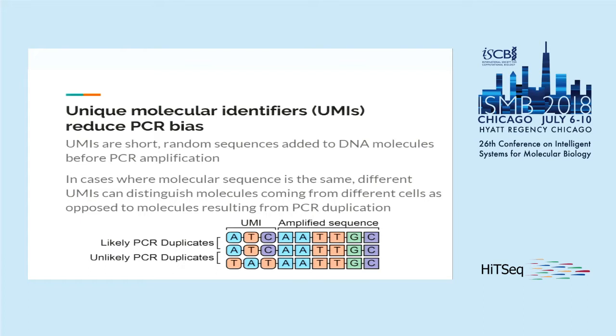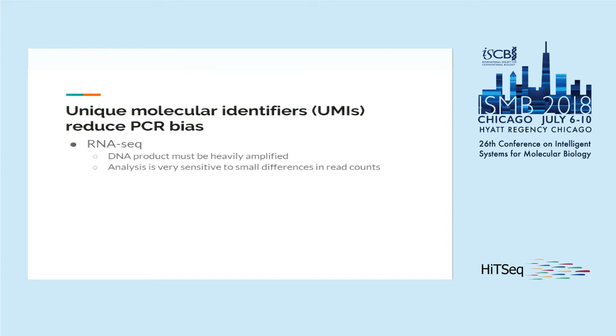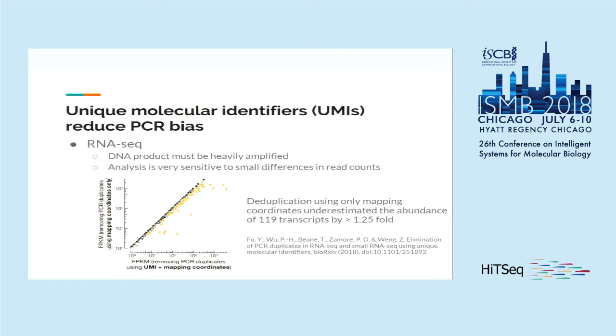So this has been used in RNA-seq, where the DNA product must be heavily amplified using PCR. However, it's really important to quantify the frequency of each read. A recent study, on bioRxiv right now, looked at the result of using UMIs on changes in quantification, and they found that there were 119 transcripts for which the abundance was underestimated by greater than 1.25-fold if you didn't use the UMI. And so it's really important for the quantification of these alleles in RNA-seq.